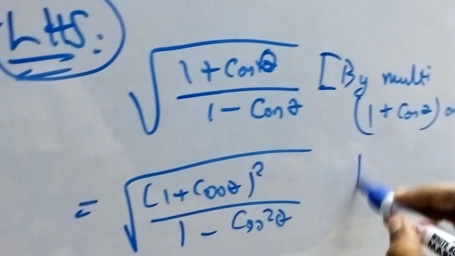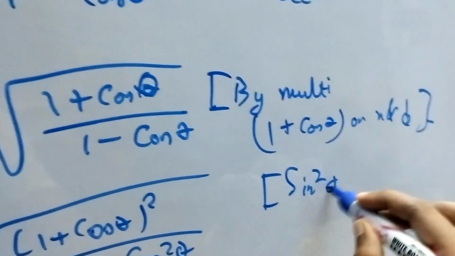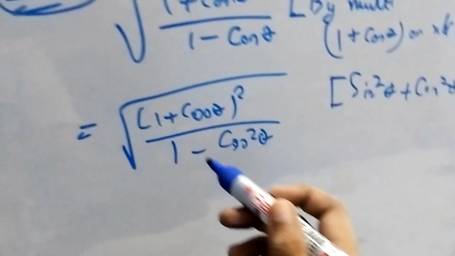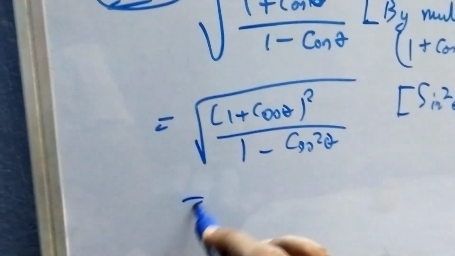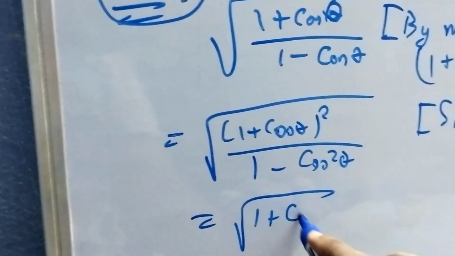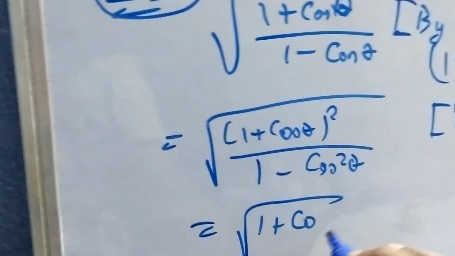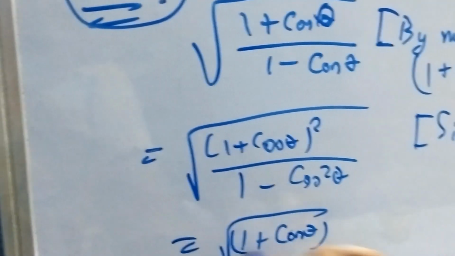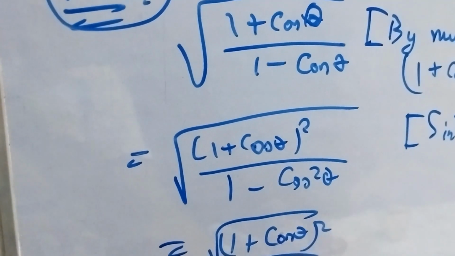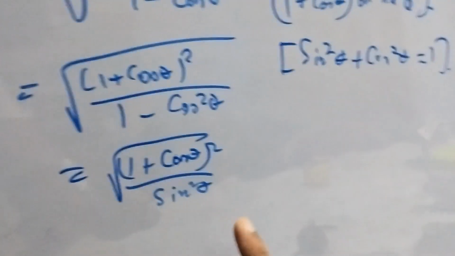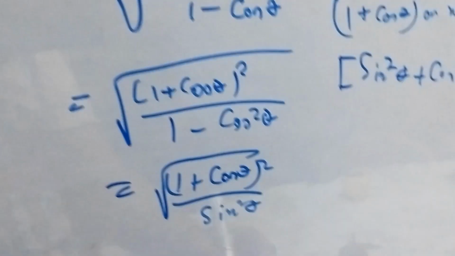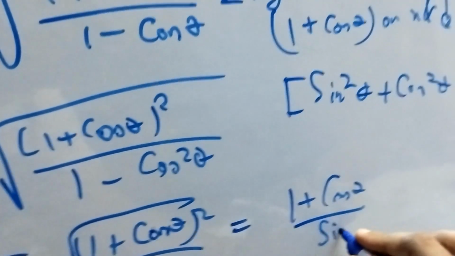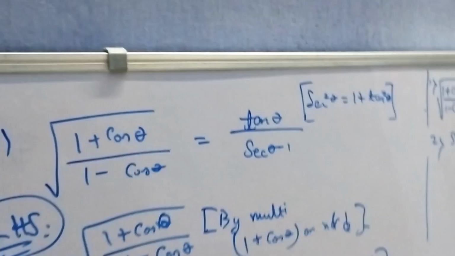And what is this? Nothing but sine square theta plus cos square theta is 1, right? So I am just substituting in sine square theta, and then 1 plus cos theta whole square divided by sine square theta, whole under root. So it becomes nothing but cos theta by sine theta. But still we have not achieved the RHS.